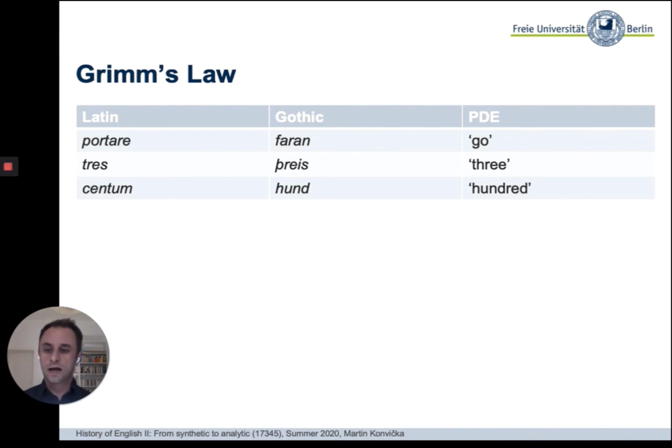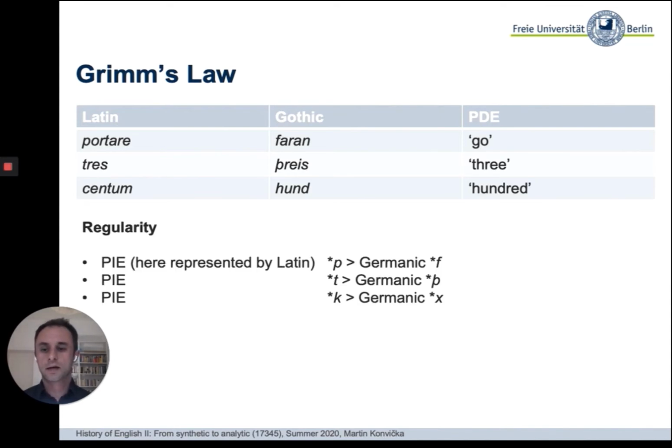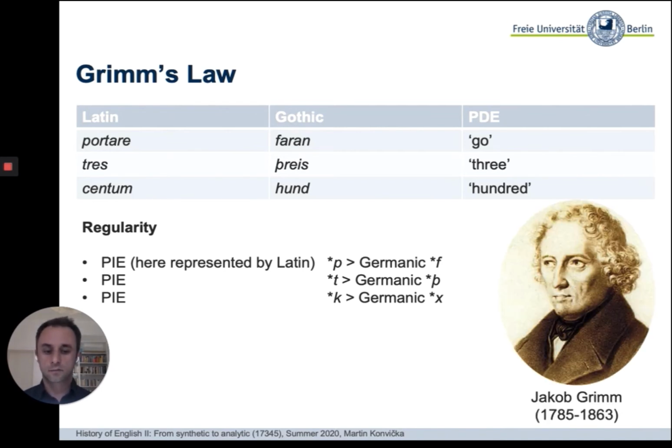And if you have a look at the first consonant, you will see that there is a correspondence. So if in Proto-Indo-European, here represented by Latin, you have a P, in Germanic you will get an F. If you have a T in Proto-Indo-European, you'll get a TH sound, here represented by the thorn rune, in Germanic. And if you have a K sound in Latin or in Proto-Indo-European, in a Germanic language you would get a G or an H sound. And this shift is something that Jacob Grimm actually discovered in the first half of the 19th century, and that has later on been named after him, Grimm's law.